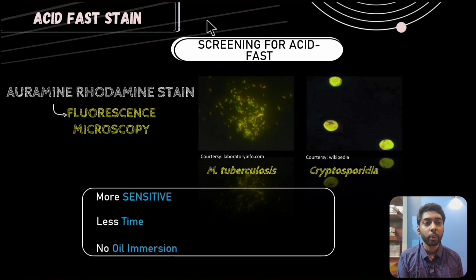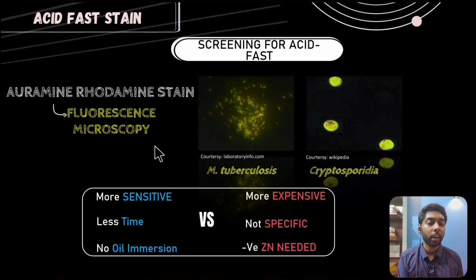To talk about a few advantages of this type of staining, it's more sensitive than the Ziehl-Neelsen, and it takes less time than the acid-fast staining. And also, we don't have to use any oil immersion lens. But there are some disadvantages as well. It's obviously more expensive because we have to use a fluorescent microscope, and it's not something that every lab has. And also, it's not as specific, so it will stain many other things that are not acid-fast.